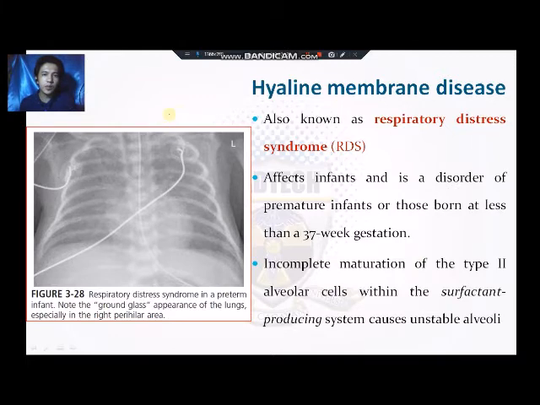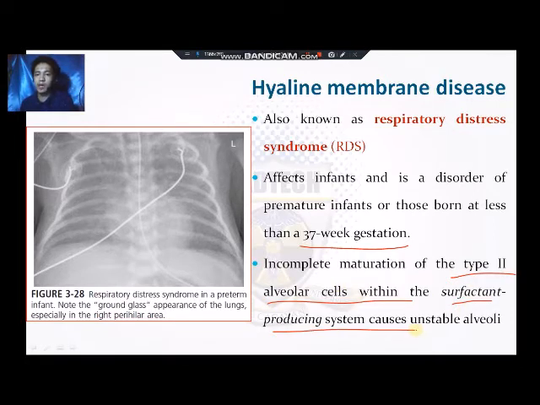Okay, so next we have the hyaline membrane disease, also known as respiratory distress syndrome. It affects infants and is a disorder of premature infants or those born at less than 37-week gestation, so mga premature nga mga babies. So it is commonly caused by incomplete maturation of the type 2 alveolar cells within the surfactant producing system, which causes an unstable nga alveoli.